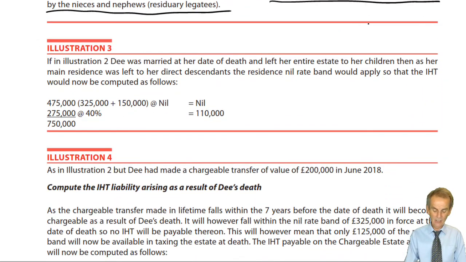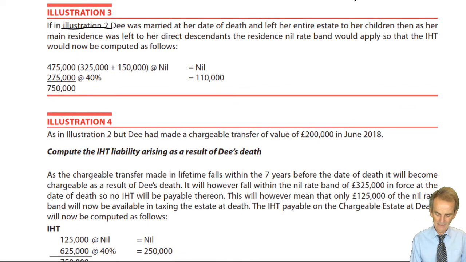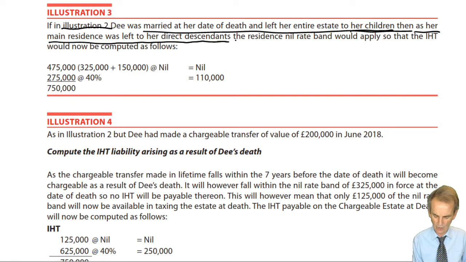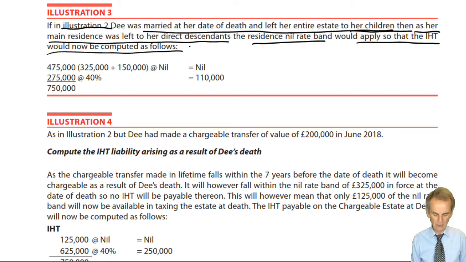Now, there was no residence nil rate band. Let's just finish this particular lecture with an inclusion of that nil rate band. If you now go back to illustration 2, which of course we've just seen there, the value of the estate, the net asset, the chargeable estate value, £750,000, including a main residence that was to the value of 400. But now, let's assume she was married at the date of death and left her entire estate to her children. Then, as her main residence was left to direct descendants, the residence nil rate band would apply, so that the IHT would now be computed as we would have both the 150,000 residence nil rate band.